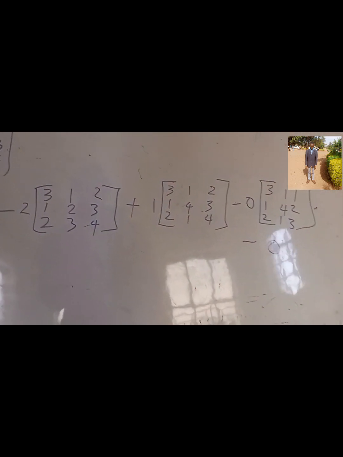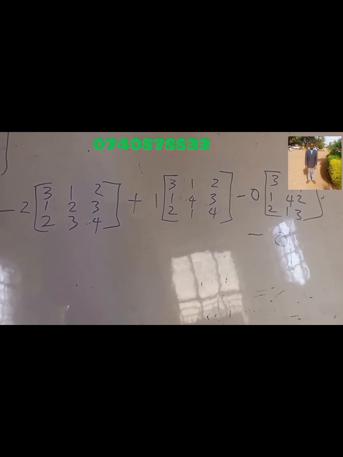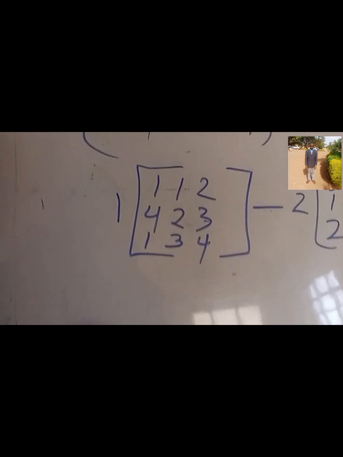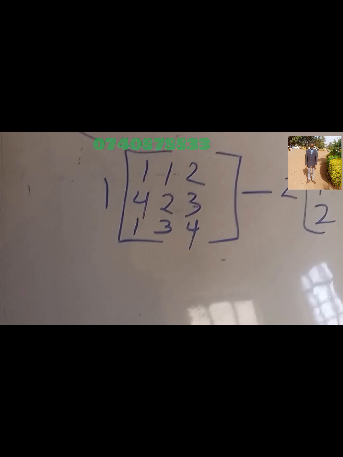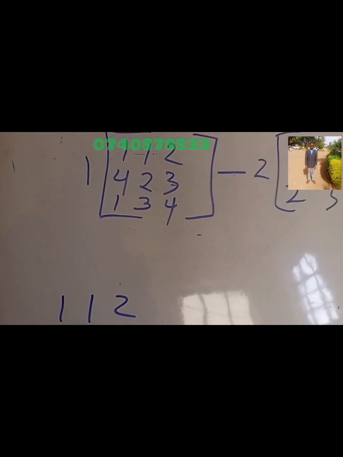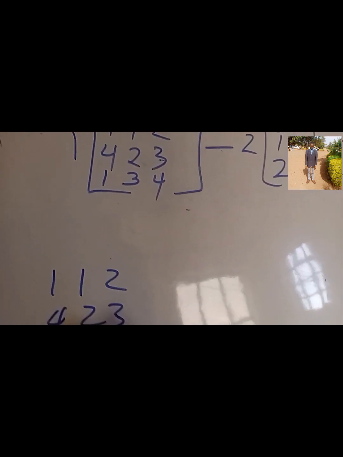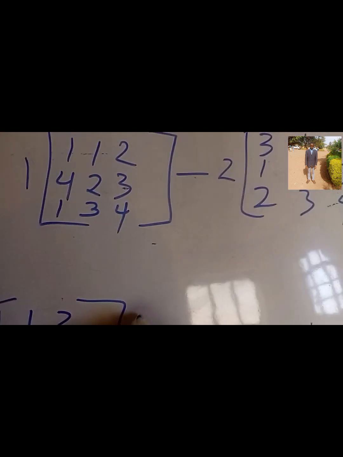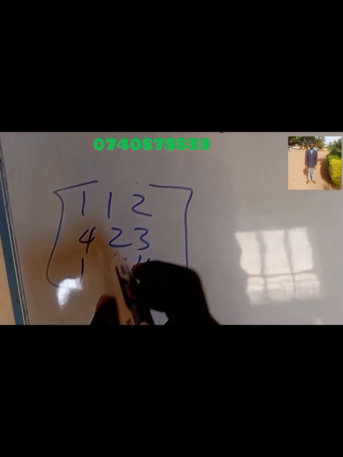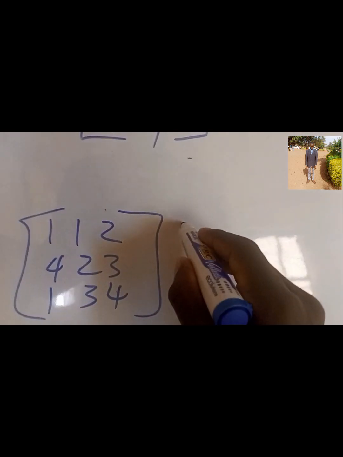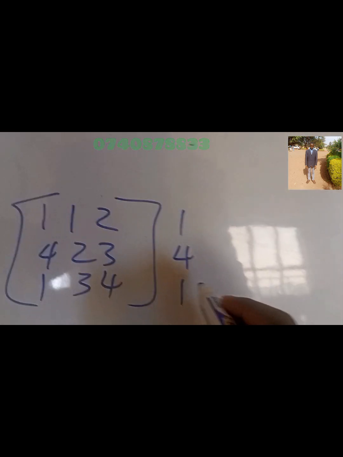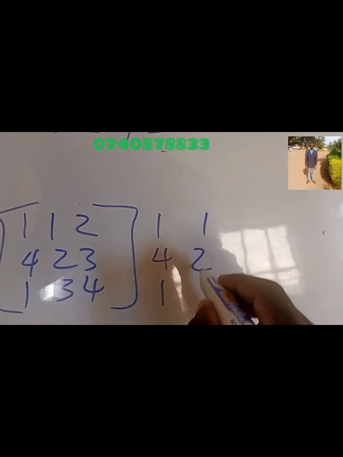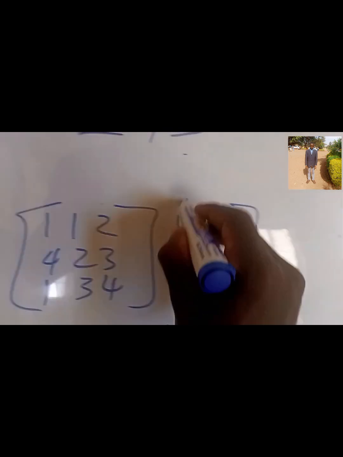The determinant of a 3 by 3 matrix, as I had shown you earlier. Let's just start with this one. It should be 1, 1, 2, 4, 2, 3, 1, 3, 4. Then you introduce another row of the first 2 columns, the first 2. So we will have 1, 4, 1, and 1, 2, 3, just like that.